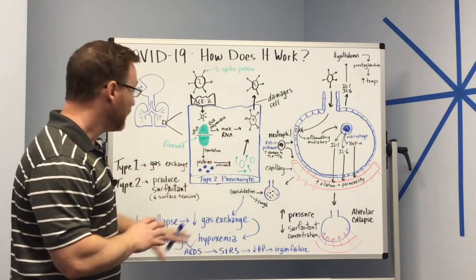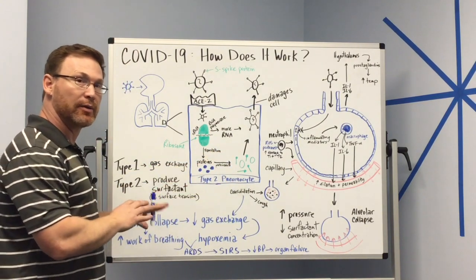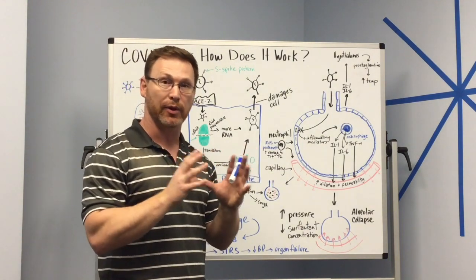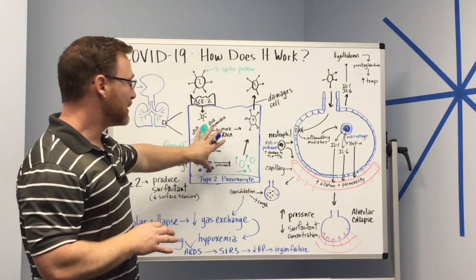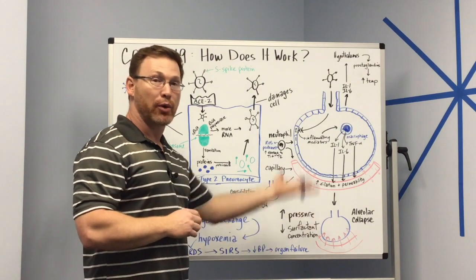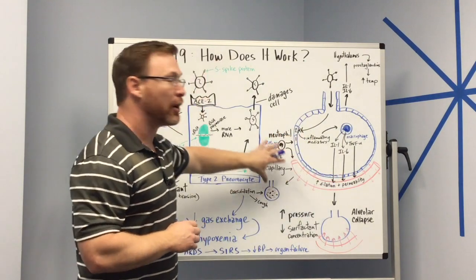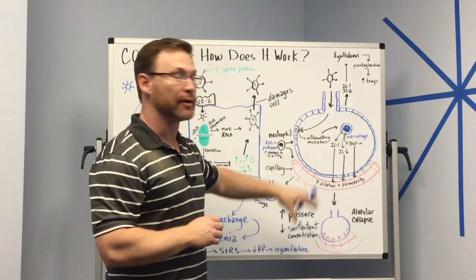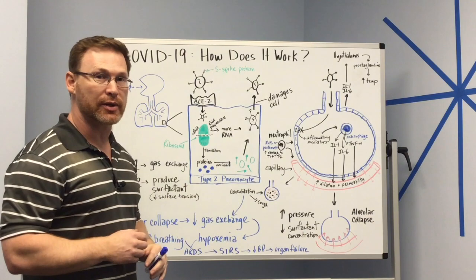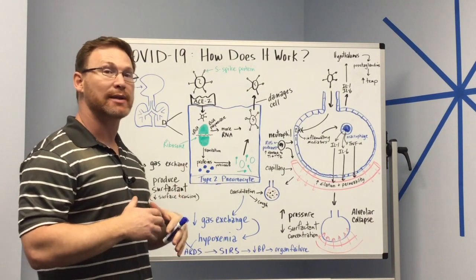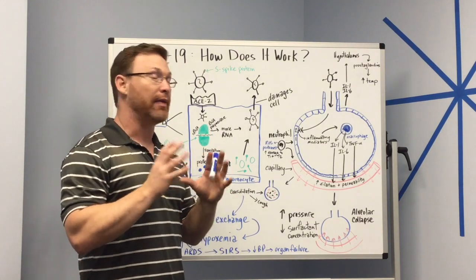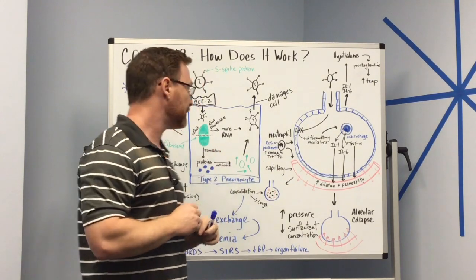Now, what do they do? They make surfactant. What does surfactant do? It helps to keep that air sac inflated and doesn't allow it to collapse under pressure. The problem is, as these get damaged, surfactant levels could go down, and you still have this pressure increasing from the permeability of the capillaries here. So as pressure goes up, surfactant concentration goes down in relation to that. Eventually, the pressure is going to exceed the capacity of the surfactant to keep that air sac inflated, and that's when that air sac will collapse.